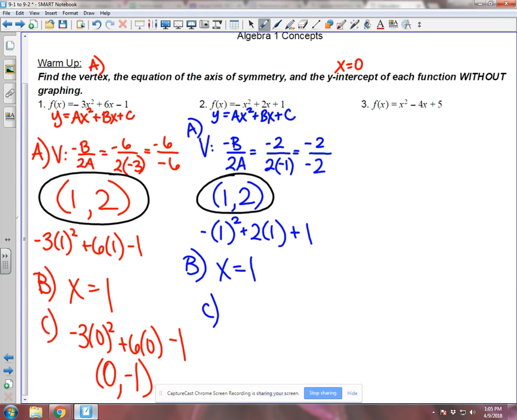Okay, last thing I need is the y-intercept. Every y-intercept has an x of 0. So if I put a 0 in up here for the x's, what is my y-intercept? This will end up being 1. And remember, the point would be (0, 1), because didn't I plug in 0 for x anyways? Okay, good.